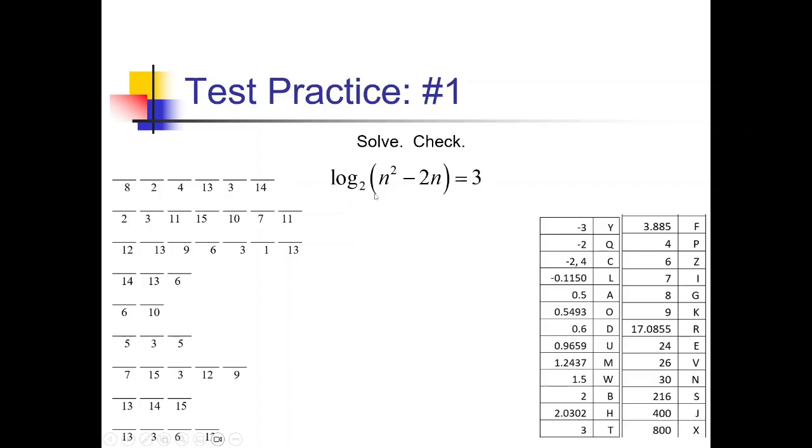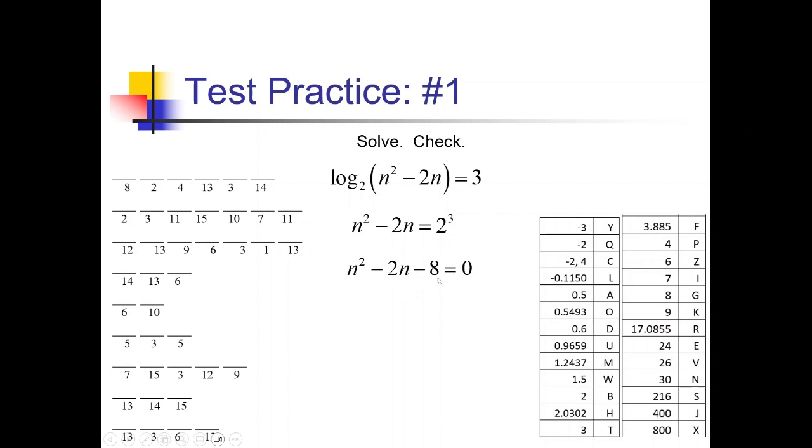For our opening problem, we have log base 2 of n squared minus 2n equals 3. Because I have a log equation and I've got the log all by itself here, I can start this one by raising the base, which is 2, to both sides. That cancels out the log on the left side, leaving me with n squared minus 2n, and then I have 2 to the third power on the right side. Next up, that's actually 8, and then I'll subtract the 8 to get it over to the left side so that I can factor this since it's a quadratic.